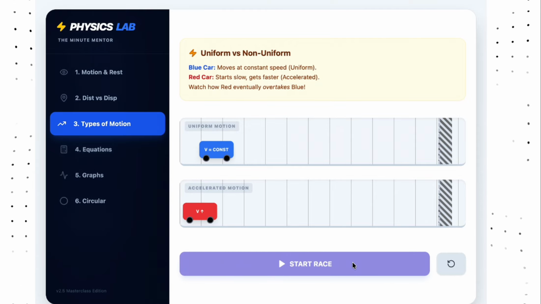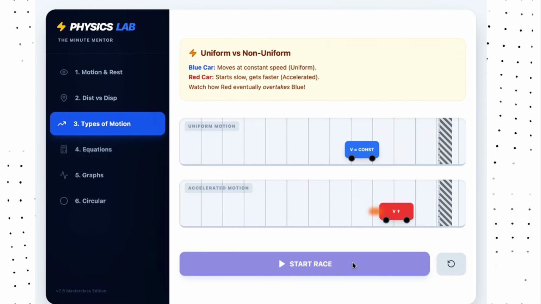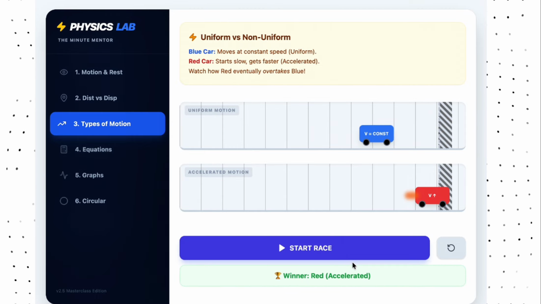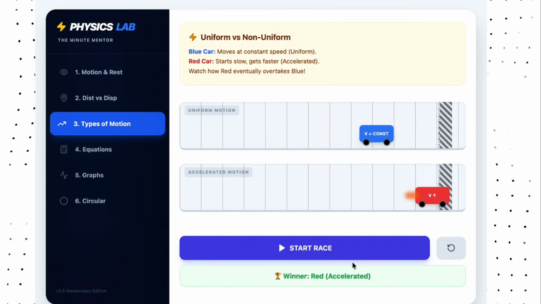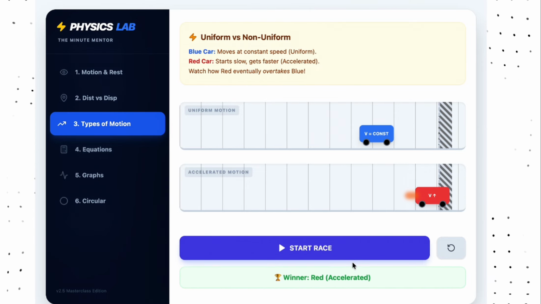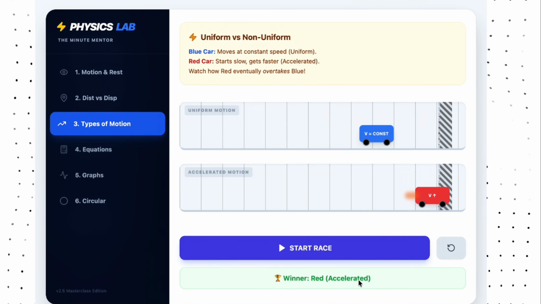Now, what is the difference between uniform and non-uniform motion? That's a big problem for students, and I'm going to clear it all up. Now, watch this blue car. It covers equal distance in equal intervals of time, and it's smooth, and that is uniform motion. But this red car starts slow, then zooms past the blue car, and its velocity is continuously changing. That is non-uniform motion, or acceleration.